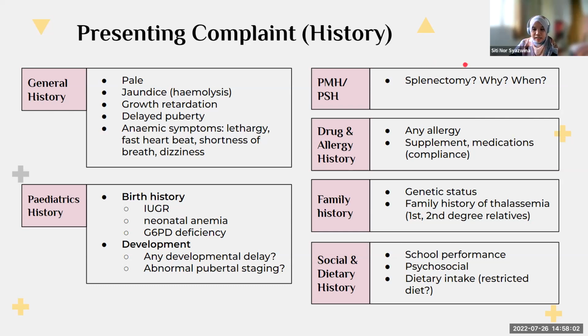And the next is the social and lifestyle history. Ask for the school performance, the academics, and their attendance at school. Next is psychosocial, their behavior, whether they have low self-esteem, relationship status, and also depression. And next is the dietary intake. Ask whether the patient is on a restricted diet, like low iron-rich food intake.